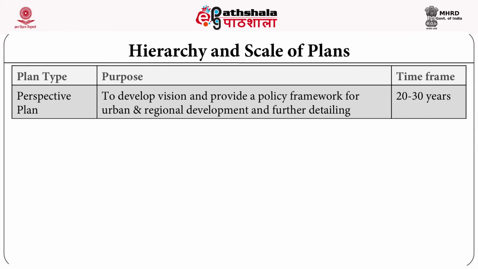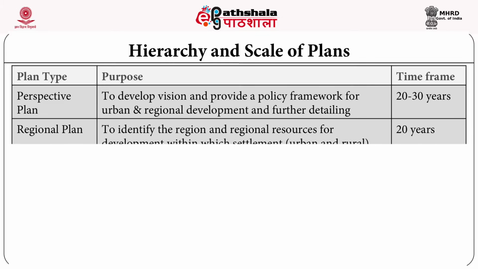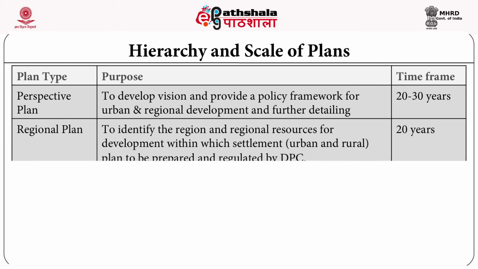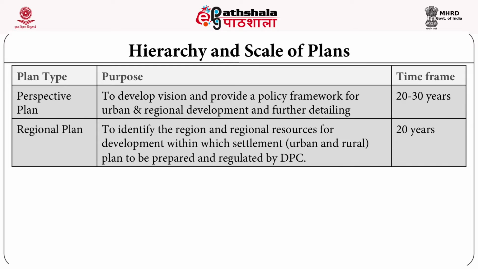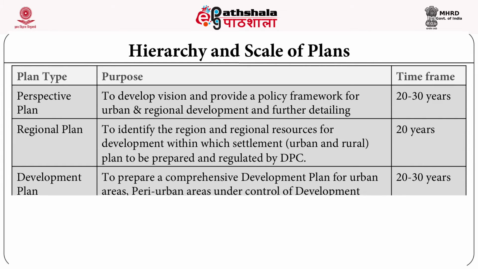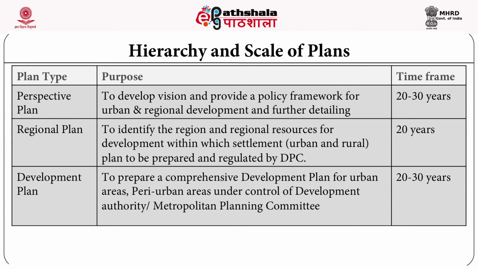Next we come to the regional plan. Now the regional plan identifies the region and regional resources for development within which settlement, the urban and the rural settlements, plans are prepared for them and regulated by the district planning committee, that is the DPC. Then we come to the development plan. It is to prepare a comprehensive development plan for urban areas and also the peri-urban areas under control of the Development Authority or the Metropolitan Planning Committee, that is MPC. And the span is again 20 to 30 years.